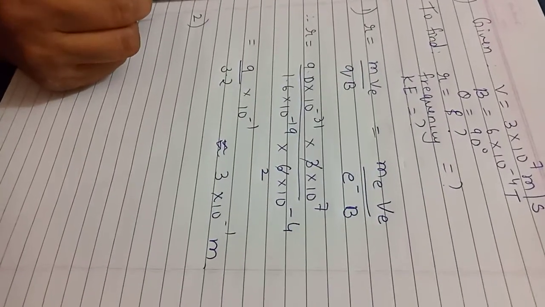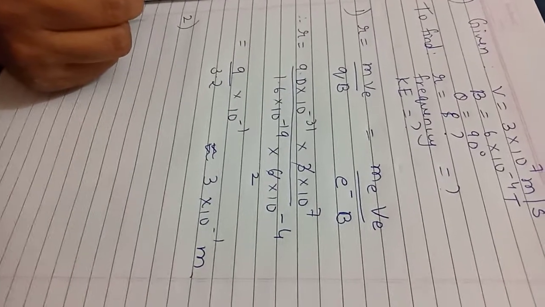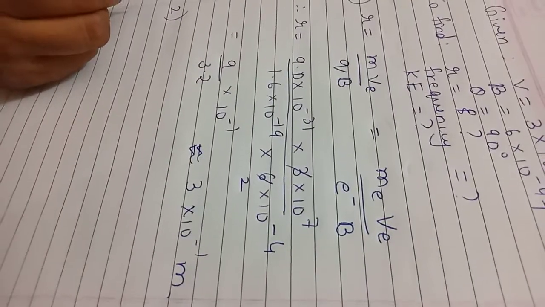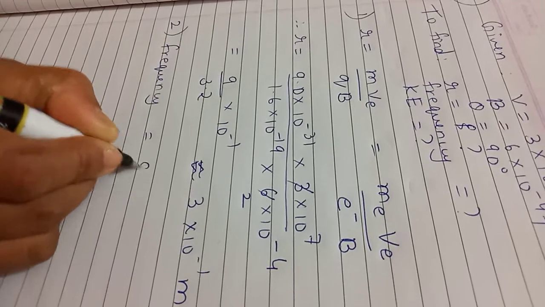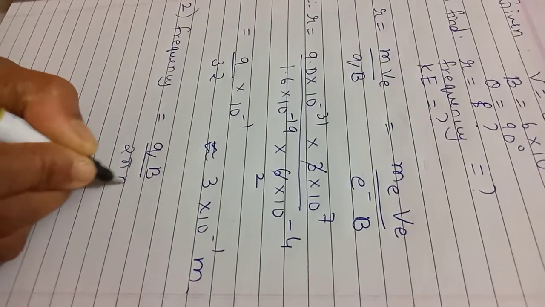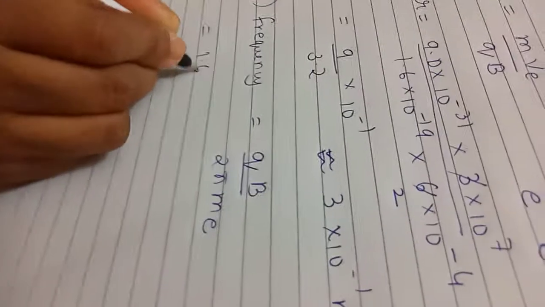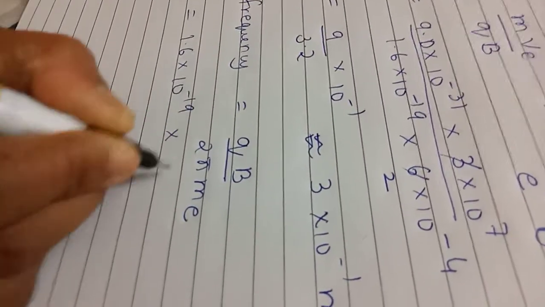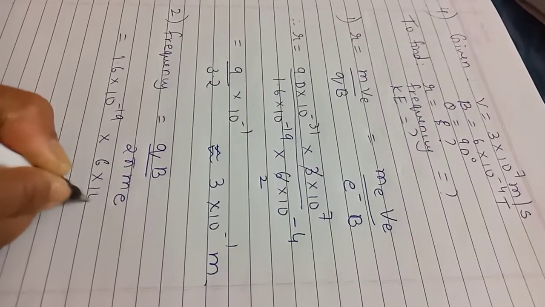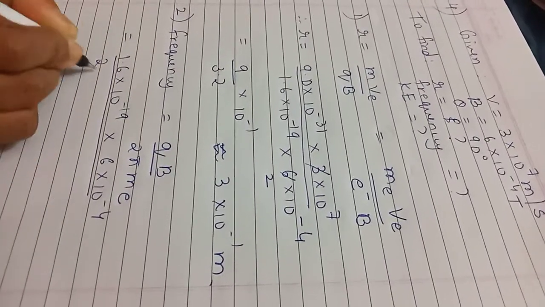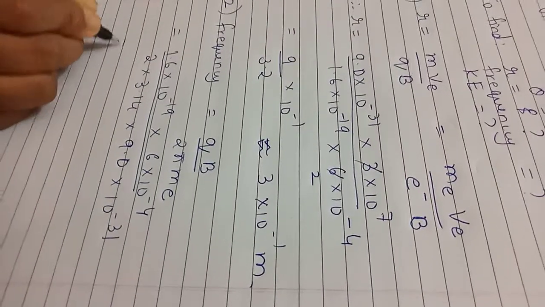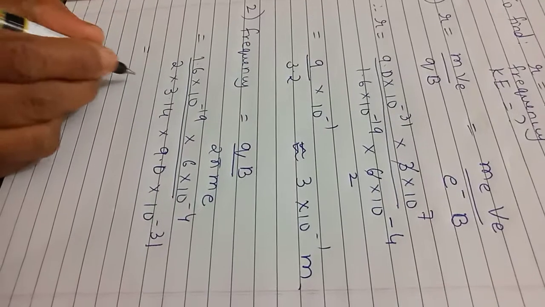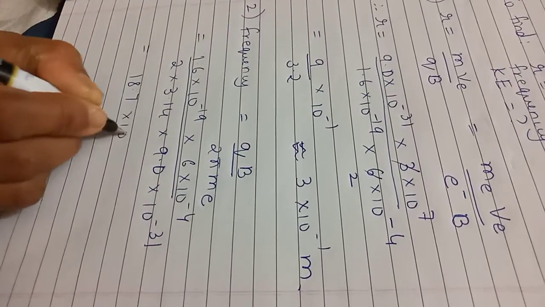Second, they have told you to calculate what will be the radius of the path, what will be the frequency. What is the formula for frequency here? It's all given in the textbook. qB divided by 2 pi mass of electron. Charge is 1.6 into 10 raised to minus 19. Magnetic field is 6 into 10 raised to minus 4. 2 pi value is 3.14. Mass of electron, they told us to take 9 into 10 raised to minus 31. So the answer, please calculate and check. It comes out to be 18.7 into 10 raised to 6 hertz.